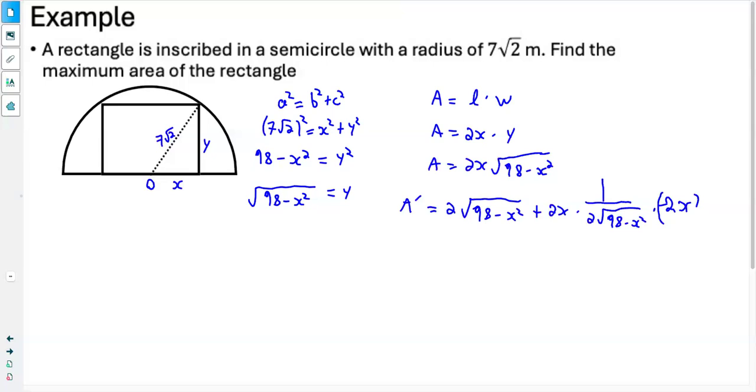Now we'll go through and simplify this a bit. So it gives us A prime is equal to 2 root 98 minus x squared, minus 2x squared, over the square root of 98 minus x squared.